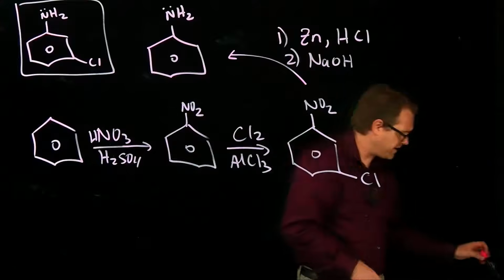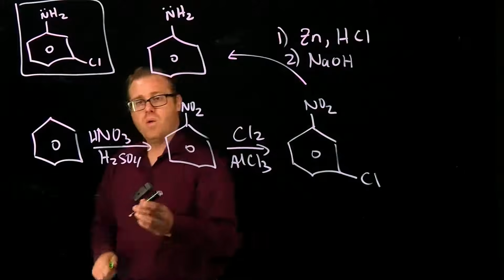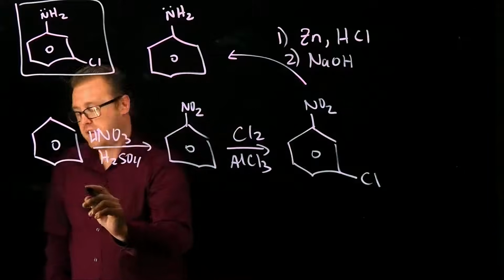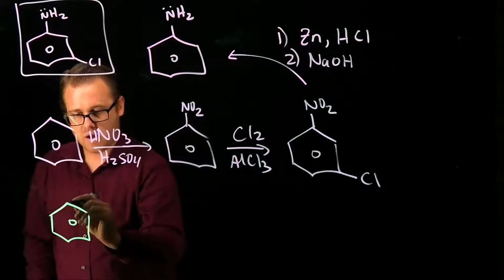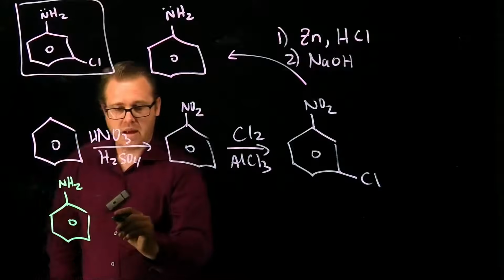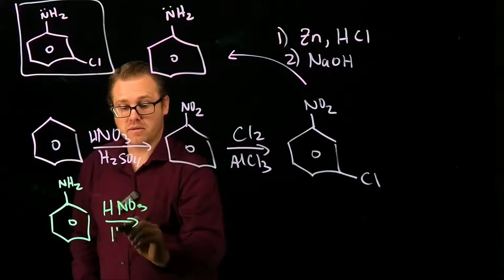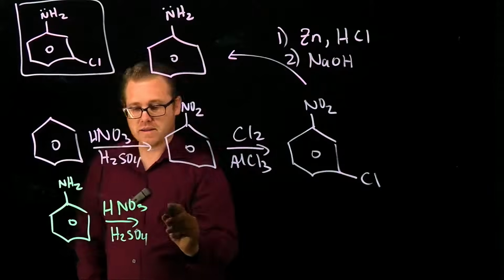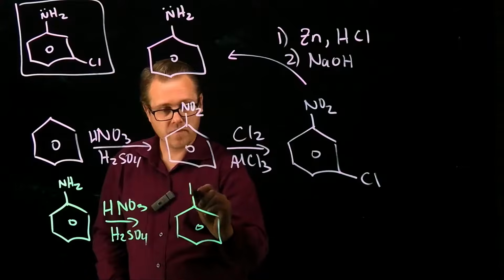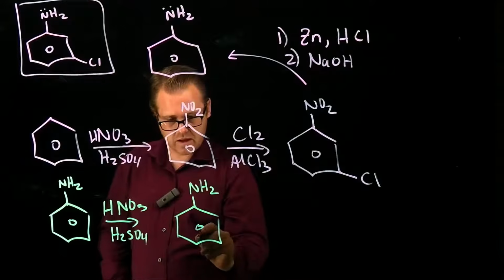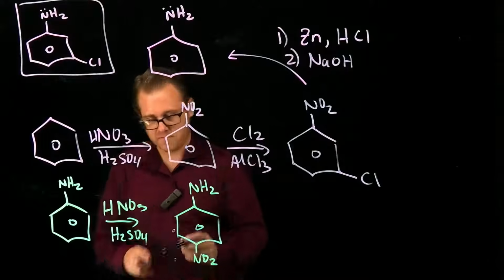So now let's talk about some limitations that you need to be aware of. What if you wanted to do something like this? You already have an amine on there. And let's say you want to put a nitro group on. So you want something to look like this. And nitro. Okay, that's the compound that you want to make.